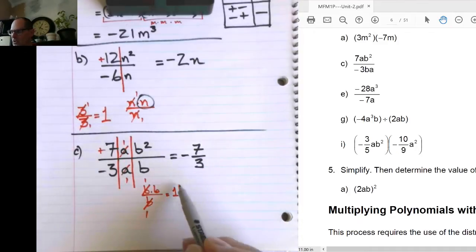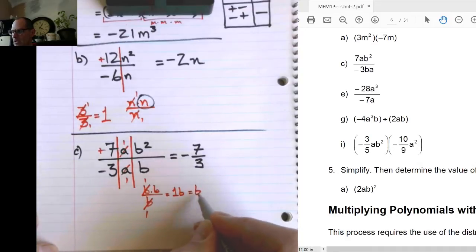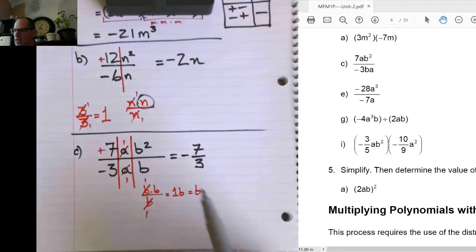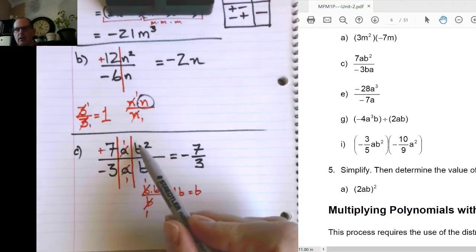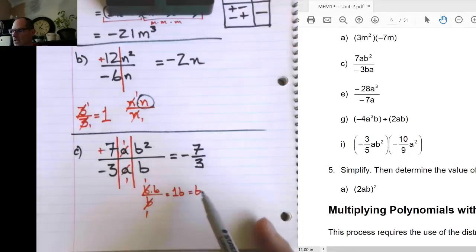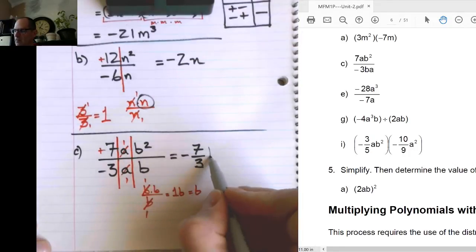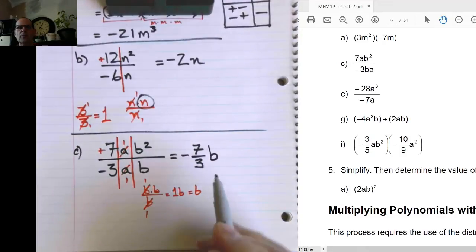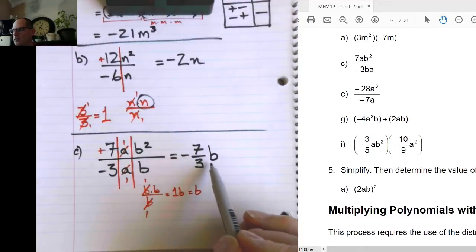When I do this separately, 1b is just the same as b itself. So that's all that's left from this part of this larger problem, just this little b, and so that's all that gets written over here, just that one single b. So this is negative 7/3 b.